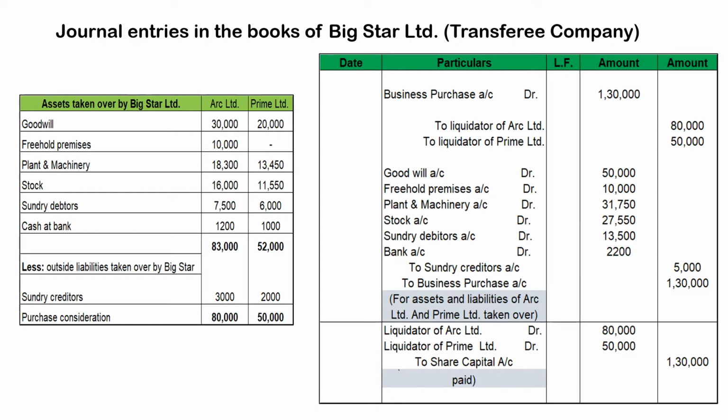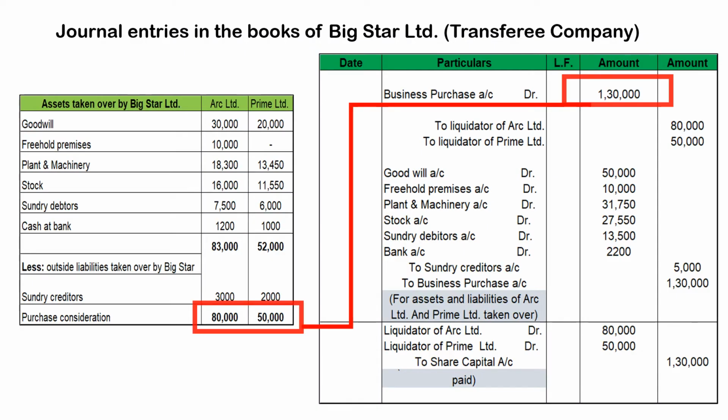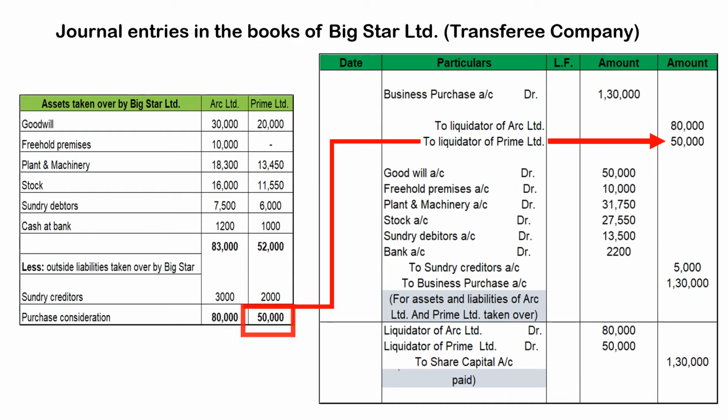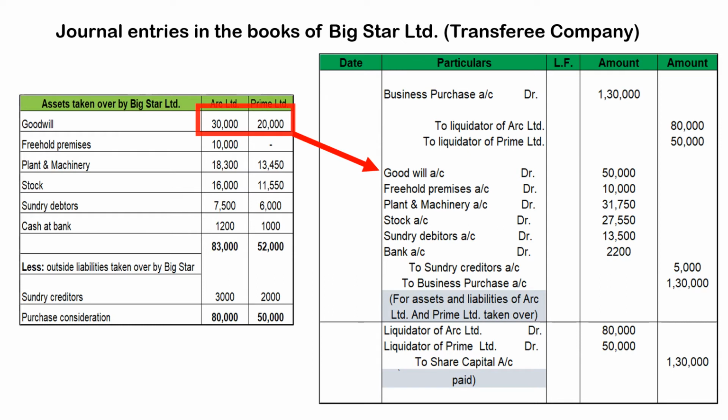Purchase consideration is rewritten as business purchase account and is 1,30,000. 80,000 gets apportioned to the liquidator of ARC Limited, and that is the purchase consideration portion of ARC Limited alone. 50,000 gets apportioned to the liquidator of Prime Limited, which is the purchase consideration amount of Prime Limited alone. Goodwill is derived by adding up the values of both ARC and Prime. 30,000 plus 20,000 gives 50,000 as a journal entry.